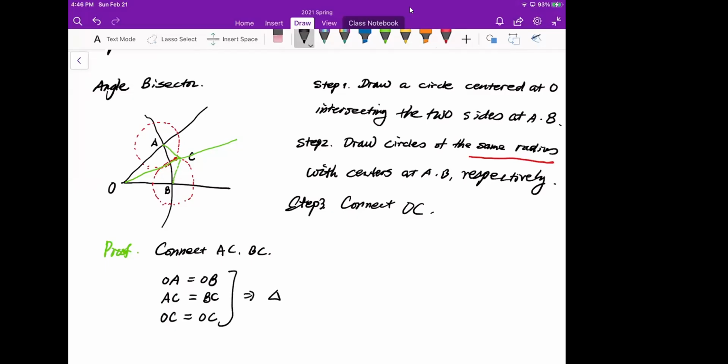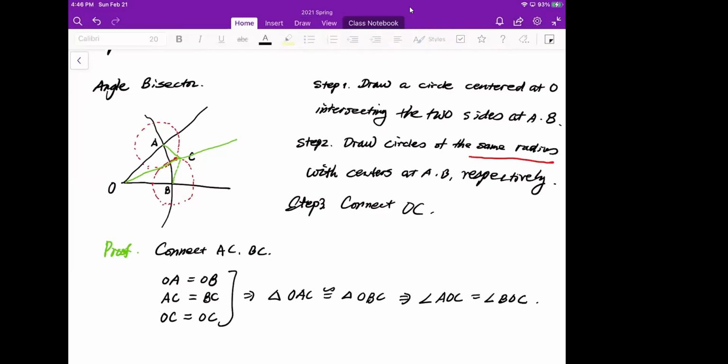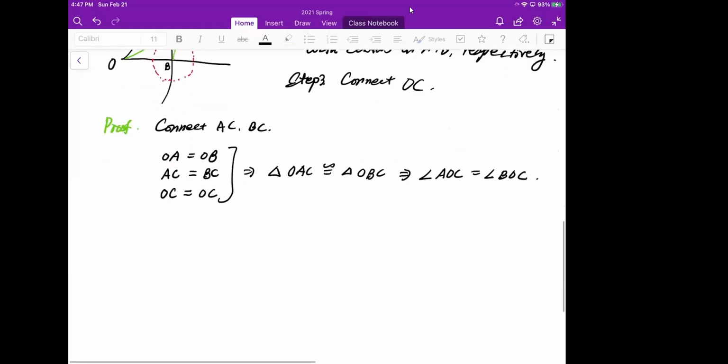So the triangle OAC is congruent with the triangle OBC. And that says that the angle AOC is the same as the angle BOC. And then we are done. Right? So far, so good. That's very easy. Okay, next one. So, any question? Excellent. Next one.